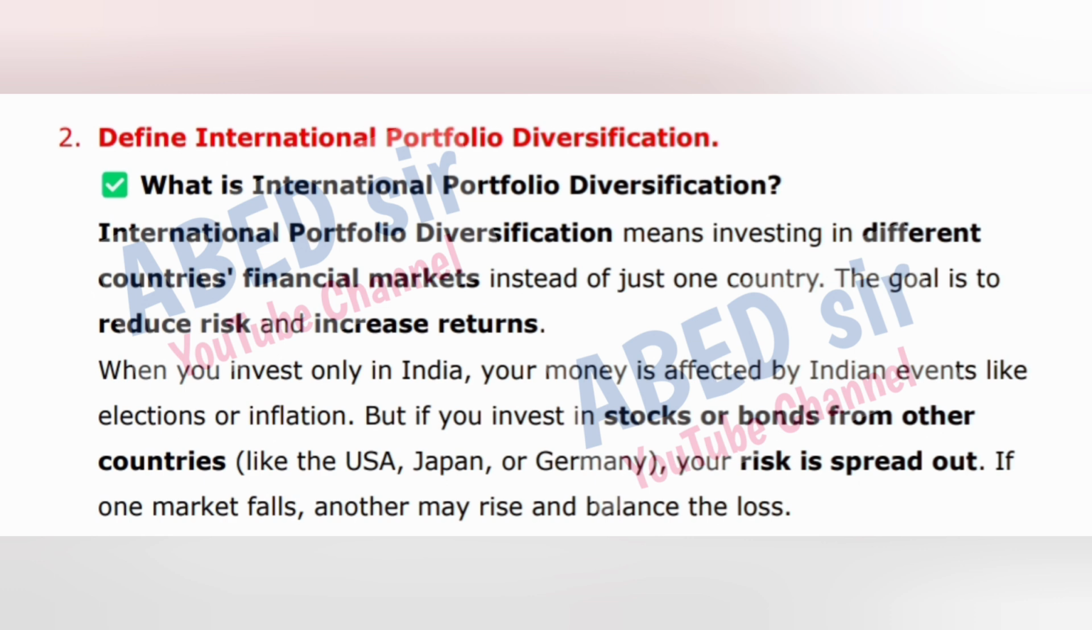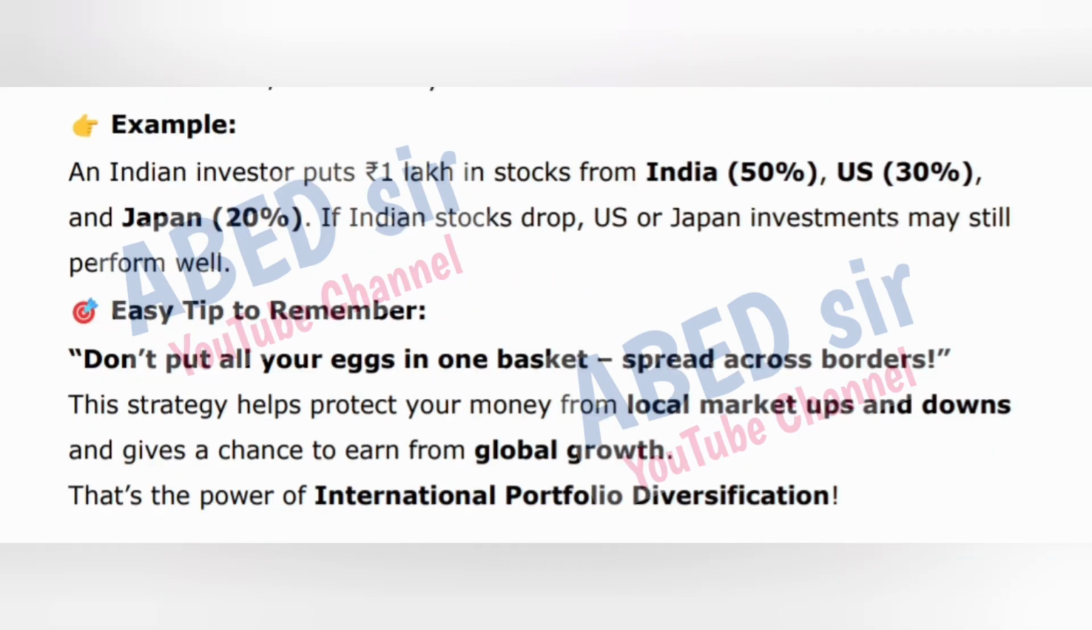But if you invest in stocks or bonds from other countries, like the USA, Japan, or Germany, your risk is spread out. If one market falls, another may rise and balance the loss. Example: an Indian investor puts 1 lakh rupees in stocks from India, 50%, US, 30%, and Japan, 20%. If Indian stocks drop, US or Japan investments may still perform well.